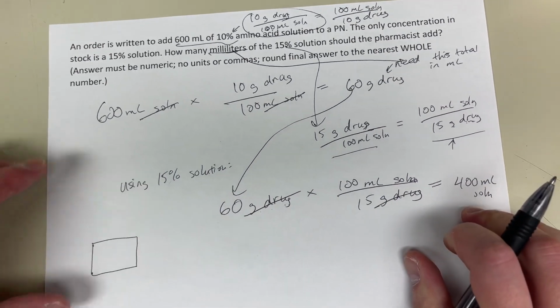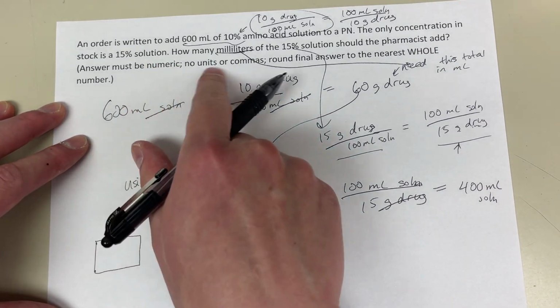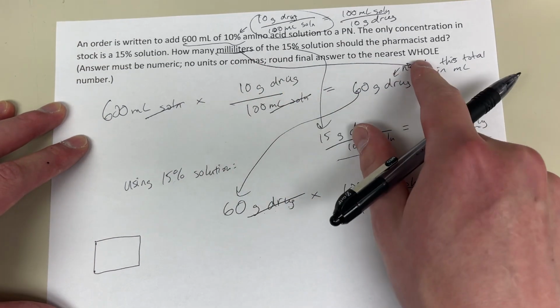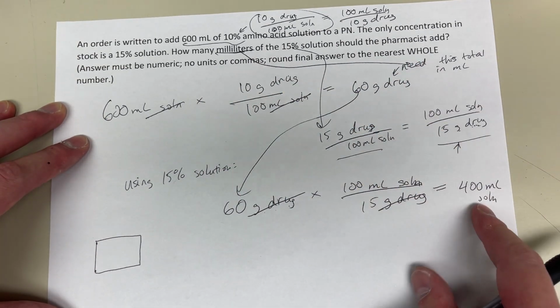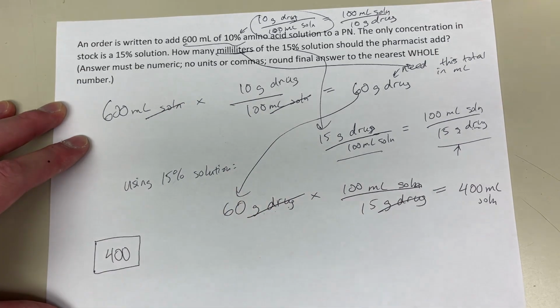So that's my answer. Make sure when you put it in the computer, you just follow the instructions. The answer is numeric, no units or commas, and round the final answer to the nearest whole number. And it's already a whole number, so you don't need to round it. So you put in the computer 400, and that's your answer.